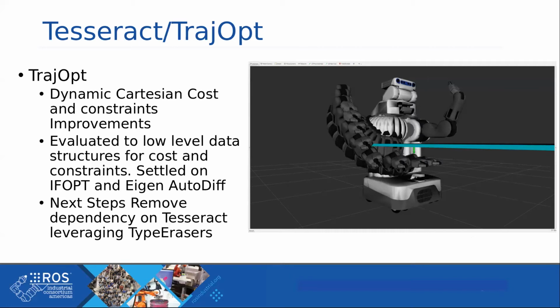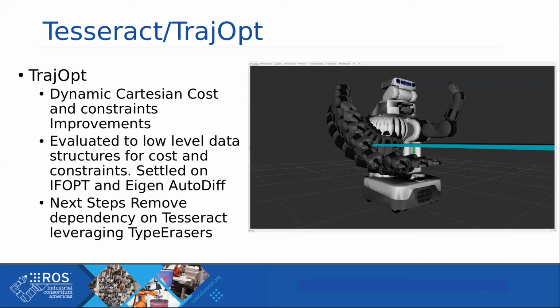So for TrajOpt, there hasn't been a whole lot of work here. There's been more just evaluating how we can improve this. The only new thing that's been improved is where you have dynamic Cartesian costs and constraints, where you have, say, two robots wanting to interact with each other. How do you leverage TrajOpt to do that? We also evaluated low-level data structures to replace the current data structure that is being used in TrajOpt.